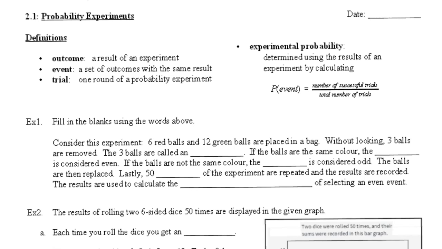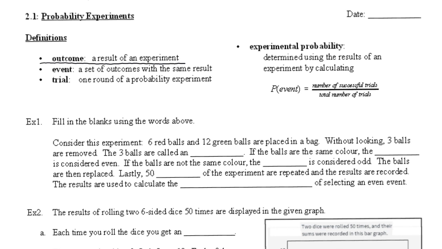Okay, so today's lesson is dealing with a thing called probability experiments. Now, with the concept of probability experiments, we have all these various definitions, right? One of the most important things that I want you to remember is that the outcome of something is the result of an experiment, okay? That could be a graph or a table that shows the information in a readable format. Now, the event, okay? The event is a set of outcomes with the same result.